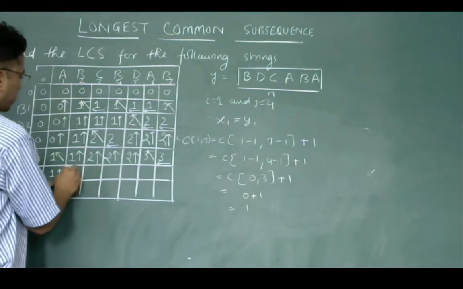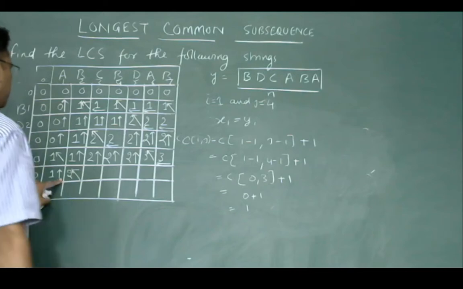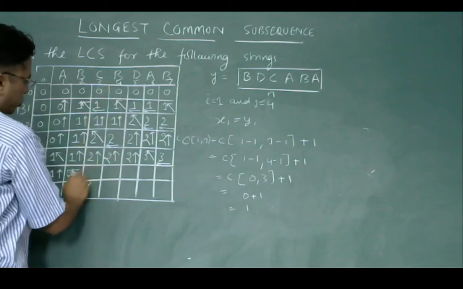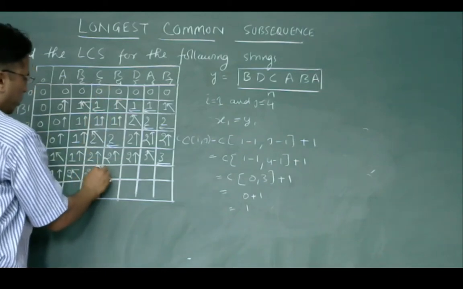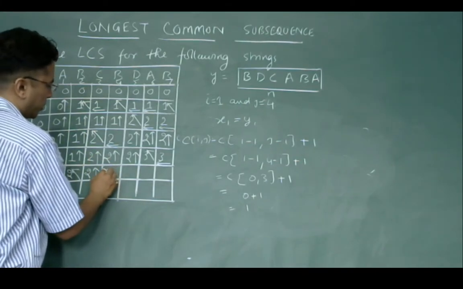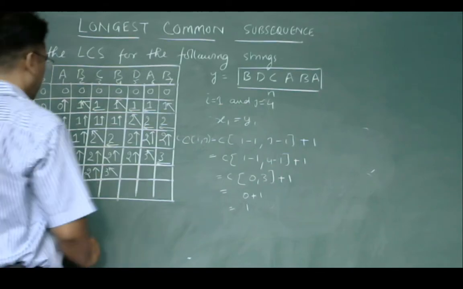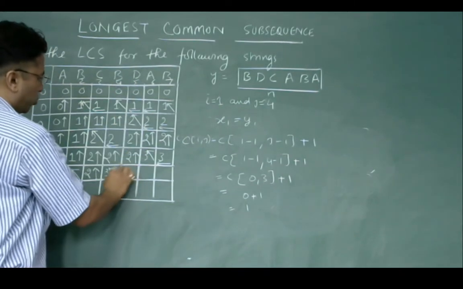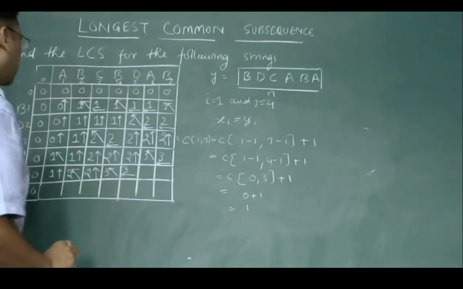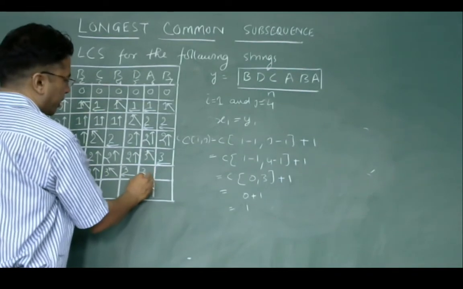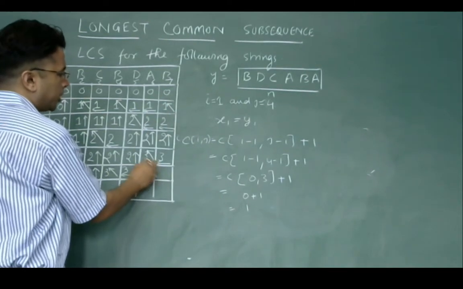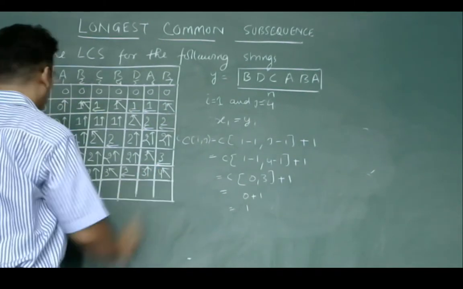There is a match, so 1 plus 1, 2, an arrow diagonal, inclined. Here, between B and C, there is no match, so between 2 and 2, the greater is 2, and place the arrow in the upward direction. Between B and B, there is a match, so 2 plus 1, 3, an arrow in the inclined direction. Between B and D, there is no match, the greater one is 3, and the arrow is towards the greater one. Between B and A, there is no match, both are 3, arrow in the upward direction. B and B, there is a match, so the value would be 3 plus 1, 4, and arrow in the inclined direction.